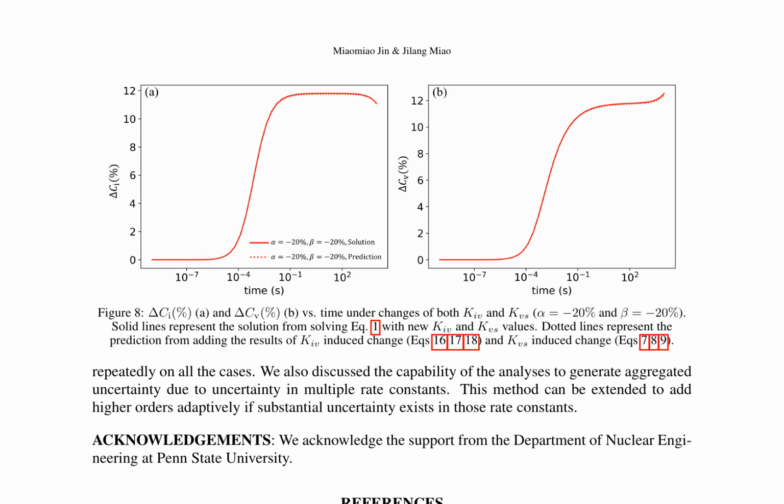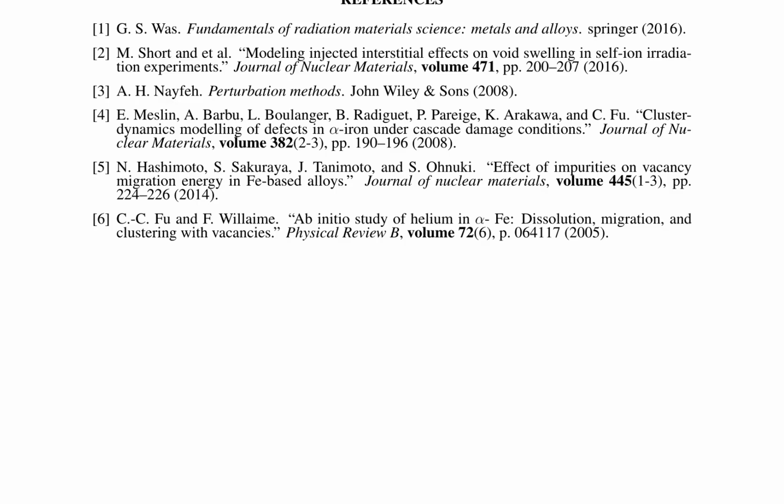Figure 8 showcases the capability of the analyses to generate aggregated uncertainty due to uncertainty in multiple rate constants, specifically KIV and KVs, under changes of both KIV and KVs, alpha equals 20% and beta equals 20%. The solid lines represent the solution from solving equation 1 with new KIV and KVs values, while the dotted lines represent the prediction from adding the results of KIV-induced change and KVs-induced change.